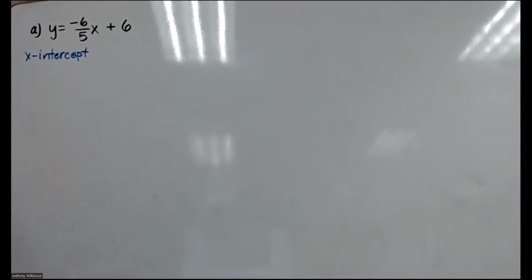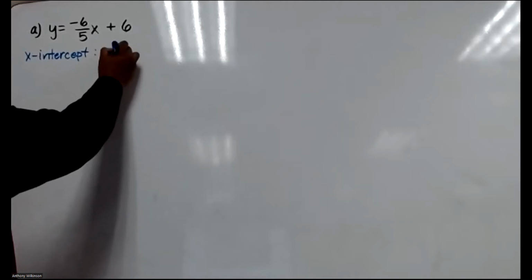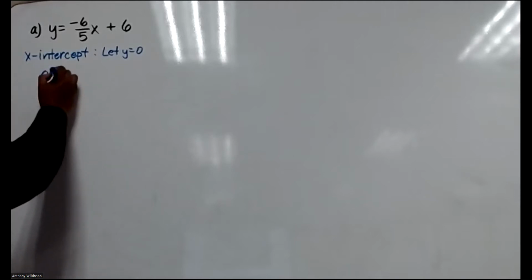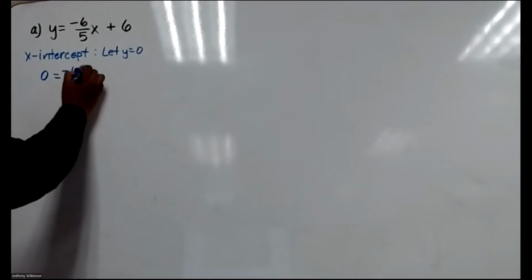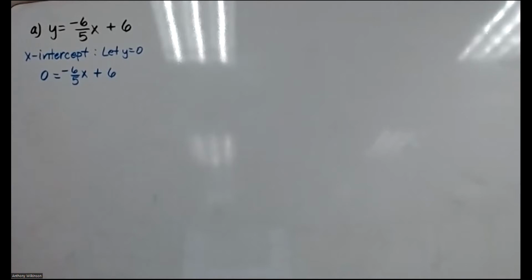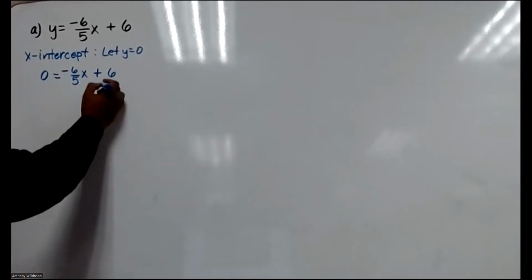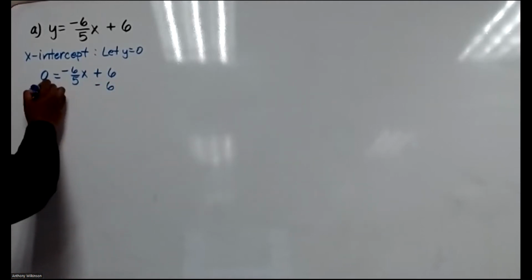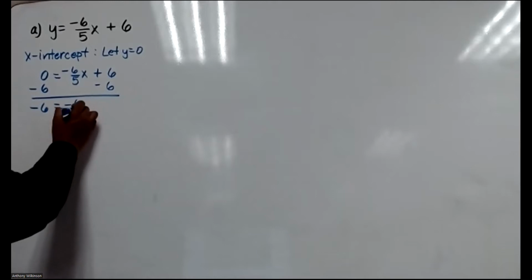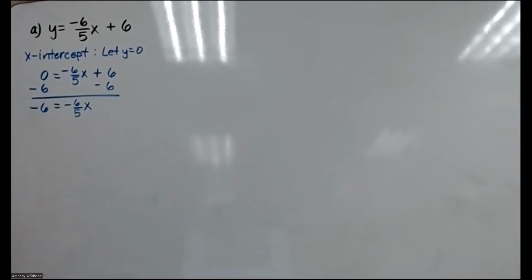So if I want to find the x-intercept here, we just let y equal zero and solve for x. So in this equation, I'm going to substitute zero in for the y. So this will be zero is equal to negative 6/5 x plus 6. And then solve this equation for x. So to do that, I need to subtract 6 on both sides. So it'd be negative 6 is equal to negative 6/5 x.